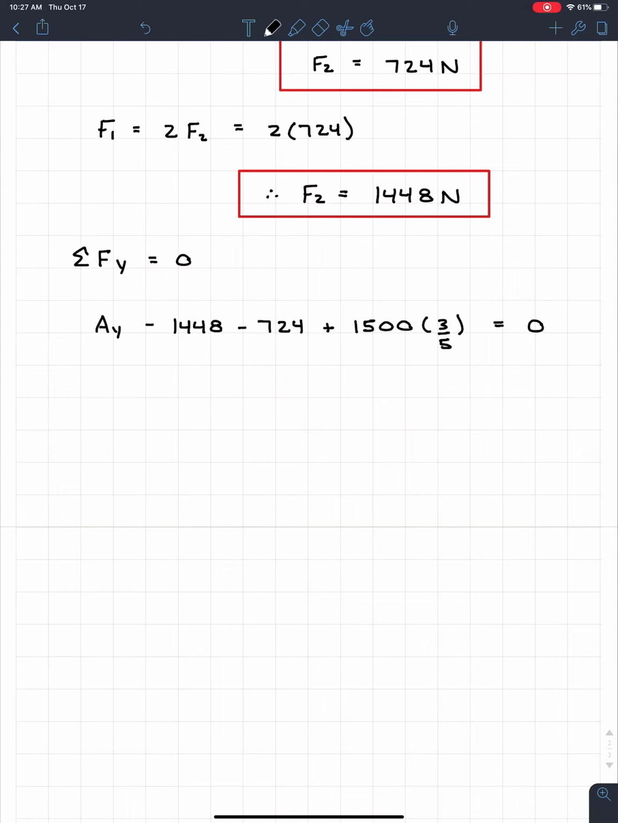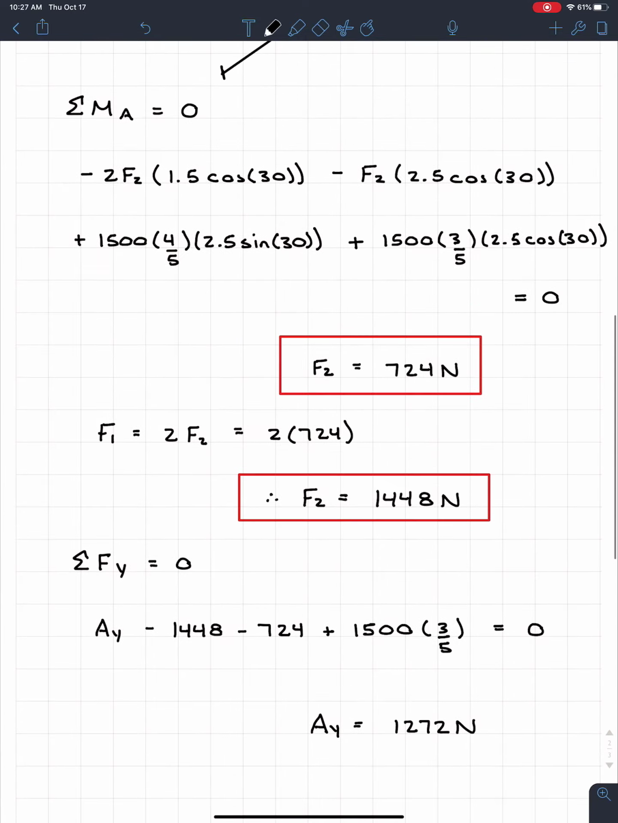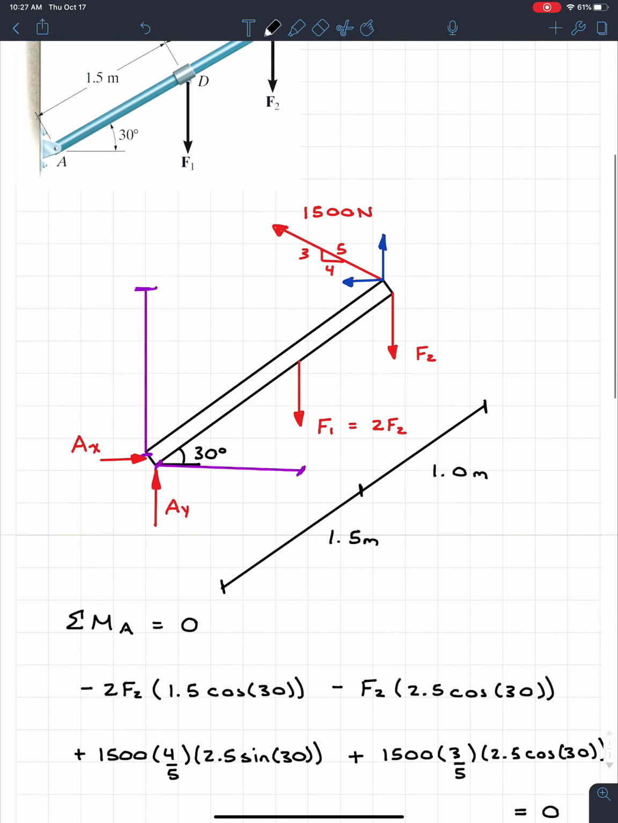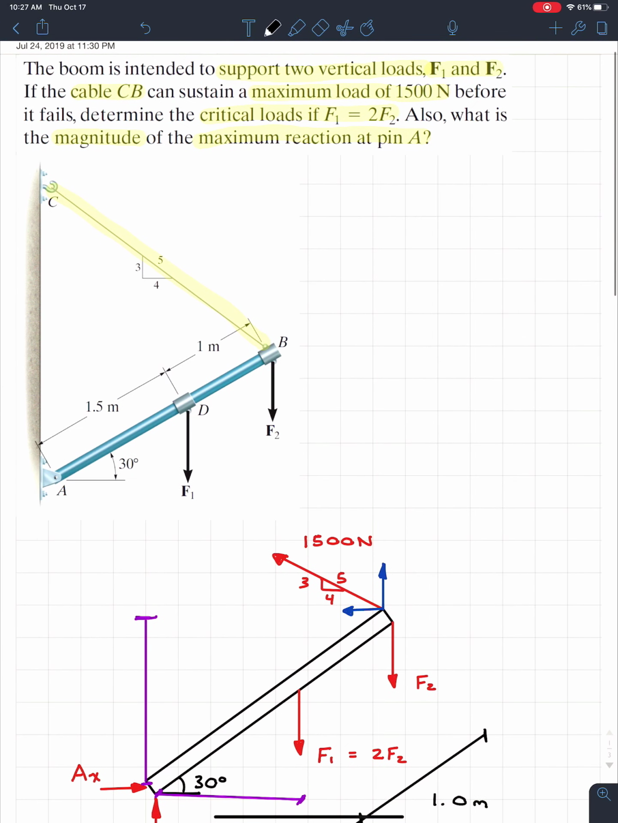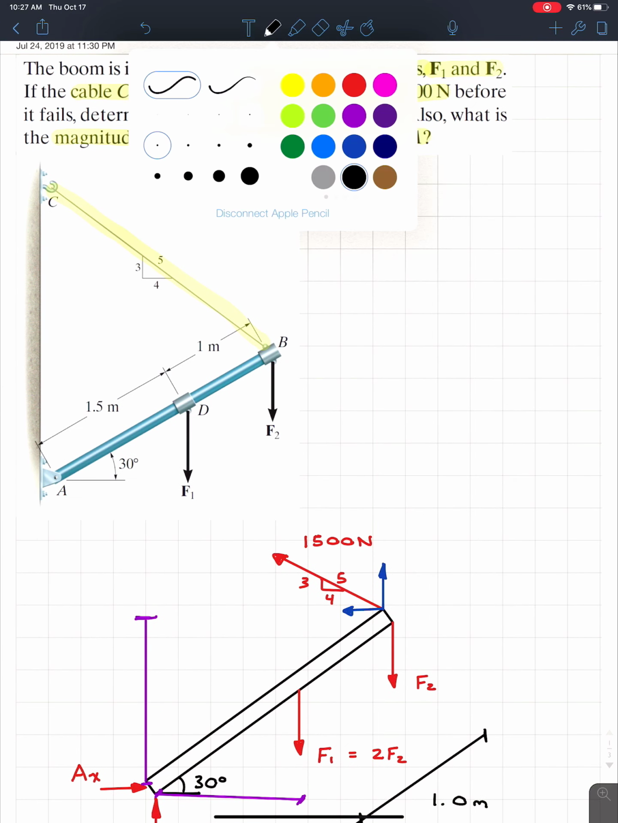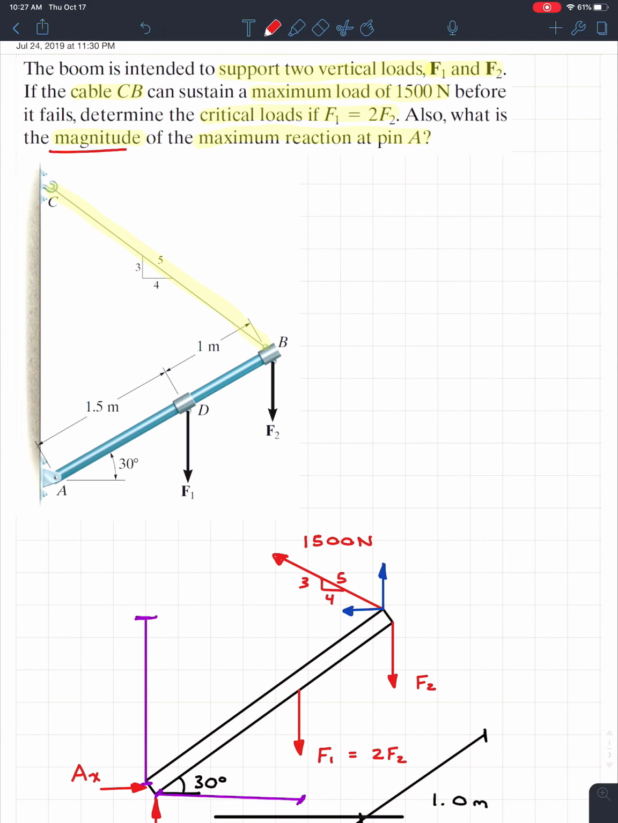So if we solve this real quick, what we'll find out is that AY is equal to 1272 newtons. Now, you notice that I didn't box this because this is not my final answer. The trick to this question is realizing it's asking for the magnitude of the maximum reaction at pin A.